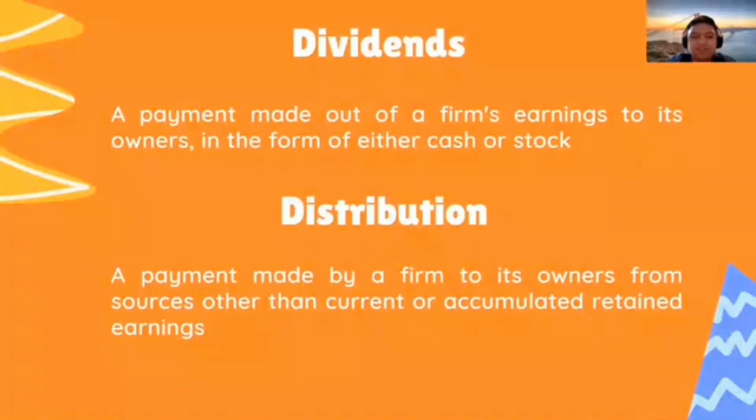We can differentiate it by this: if a payment is made from current or accumulated retained earning, it will be called a dividend. Otherwise, it will be called a distribution. However, it is acceptable to refer to a distribution from earning as a dividend and a distribution from capital as a liquidating dividend.